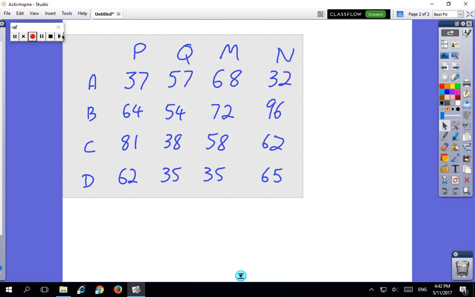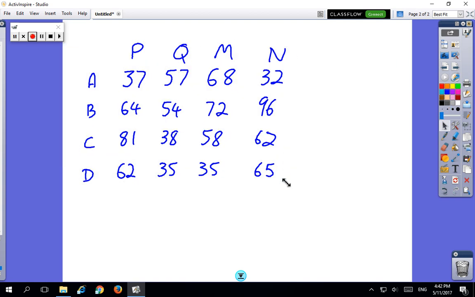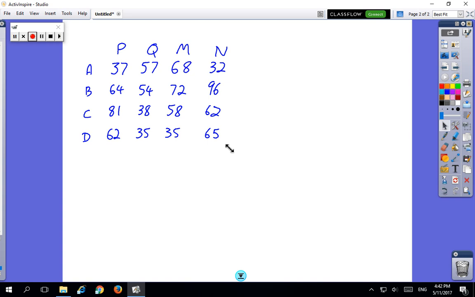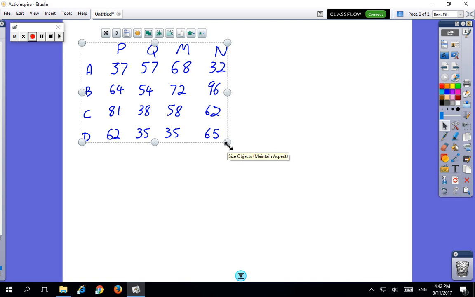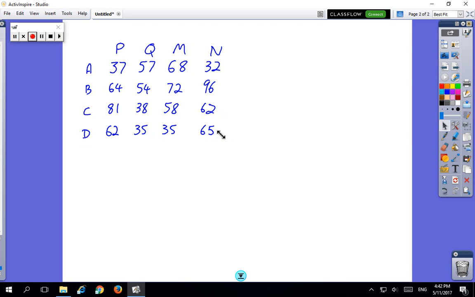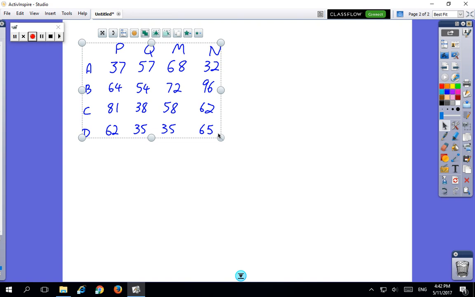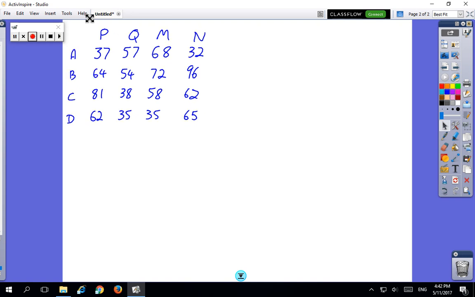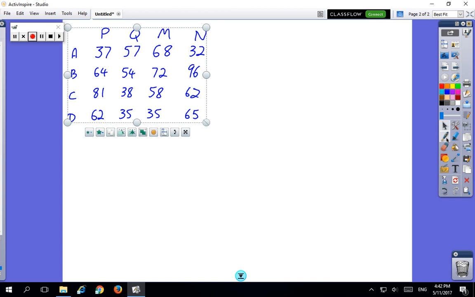Why don't you go ahead and pause the video and try doing your row and column reduction, see what you get, and then come back and see if we get the same answer. Alright, so I'll start my row and column reduction.